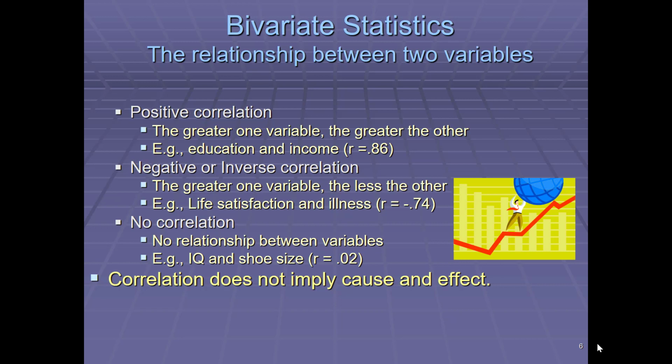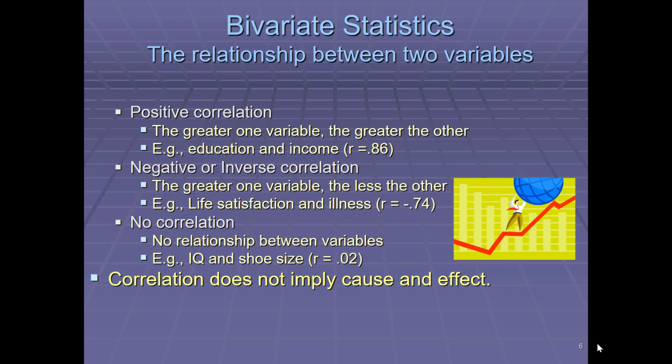So for example, if you have a positive correlation between education and income, that would mean that as education goes up, so does income. So education goes up, income goes up. That's a positive correlation. And you report it with an R. So your correlation here is an 86 or 0.86. Remember, correlation only runs from a +1 to a -1.